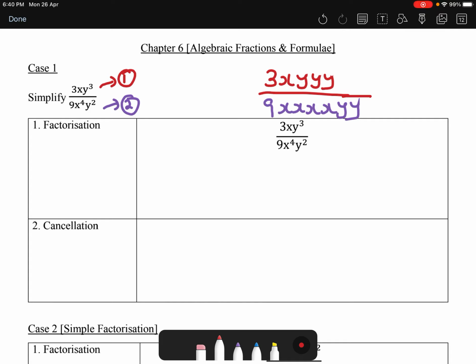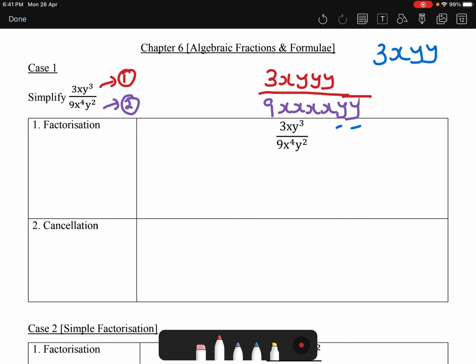At the top and bottom, for the first and second term, what is the common thing between them? If you look at the alphabet only, it is x and y, and y, because there's only 2 y's here, right? Besides factoring out the alphabet, we can also factor out the 3. So the common number is 3. So the common thing between the first and second term is just 3xy or 3xy squared.